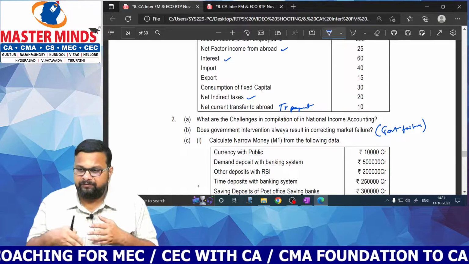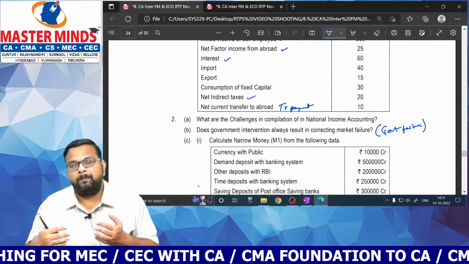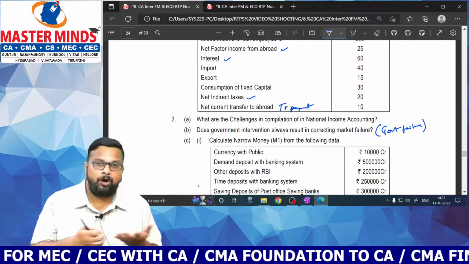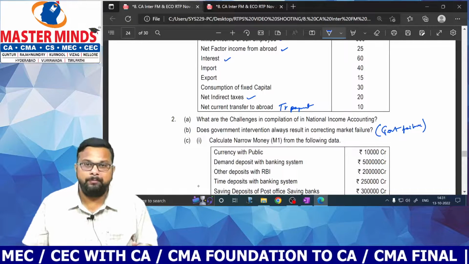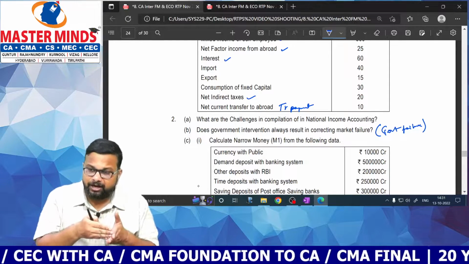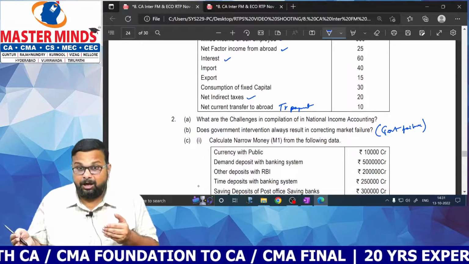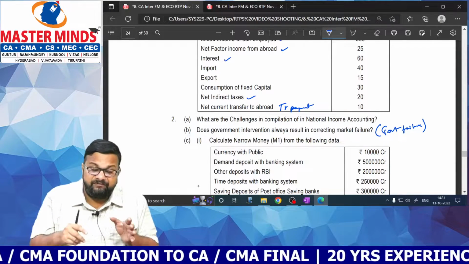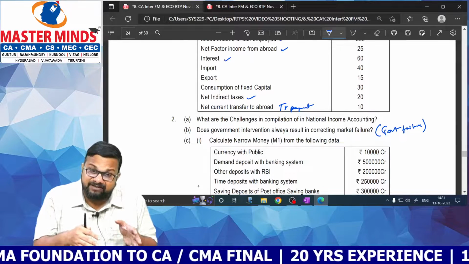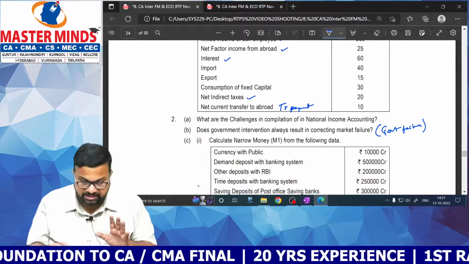Government is there to intervene, rectify a problem, but instead of rectifying a problem, government will sometimes create a new problem. So this is called government failure. If government failure is only limited to wastage of resources, it is less serious. But along with wastage of resources, if it is affecting the welfare of people, then it is more serious.